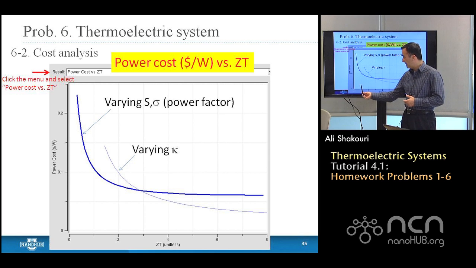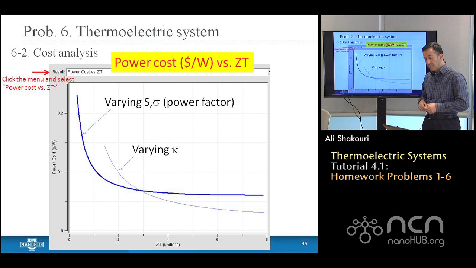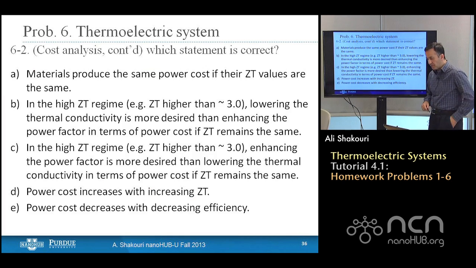Of course, if you have a material with lower performance than the existing material, because the thermal conductivity is higher or power factor is lower, again, you see the dependence is very different. You have an advantage to get a material with lower S and sigma, because that way at least you don't need to get more thermoelectric material.